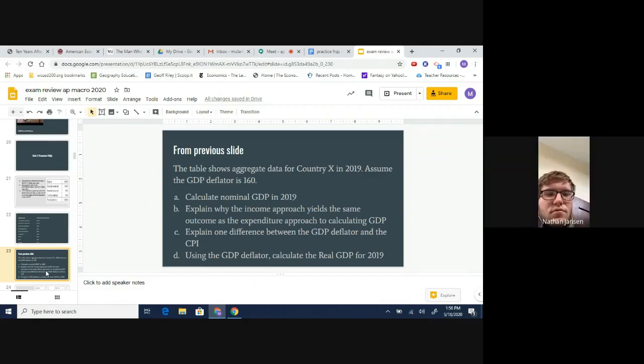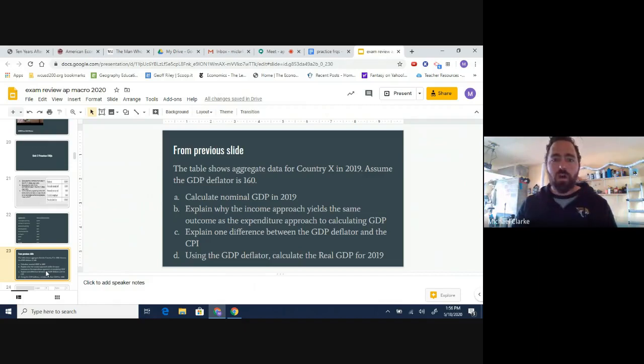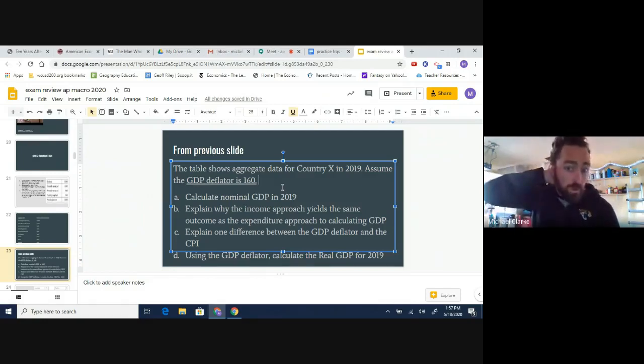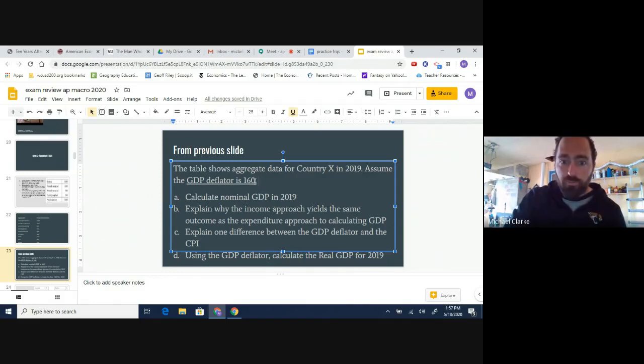It shows aggregate data for country X. Here's the big key. Again, with these summaries, the introductory sentence or two is big because they're going to have important information there that you can use to answer some of these questions. Not all of them, but some of them. So I wouldn't just disregard the opening statement for some of these FRQs. And for this one, it's 160. That's your price index. You're going to come back and use that.